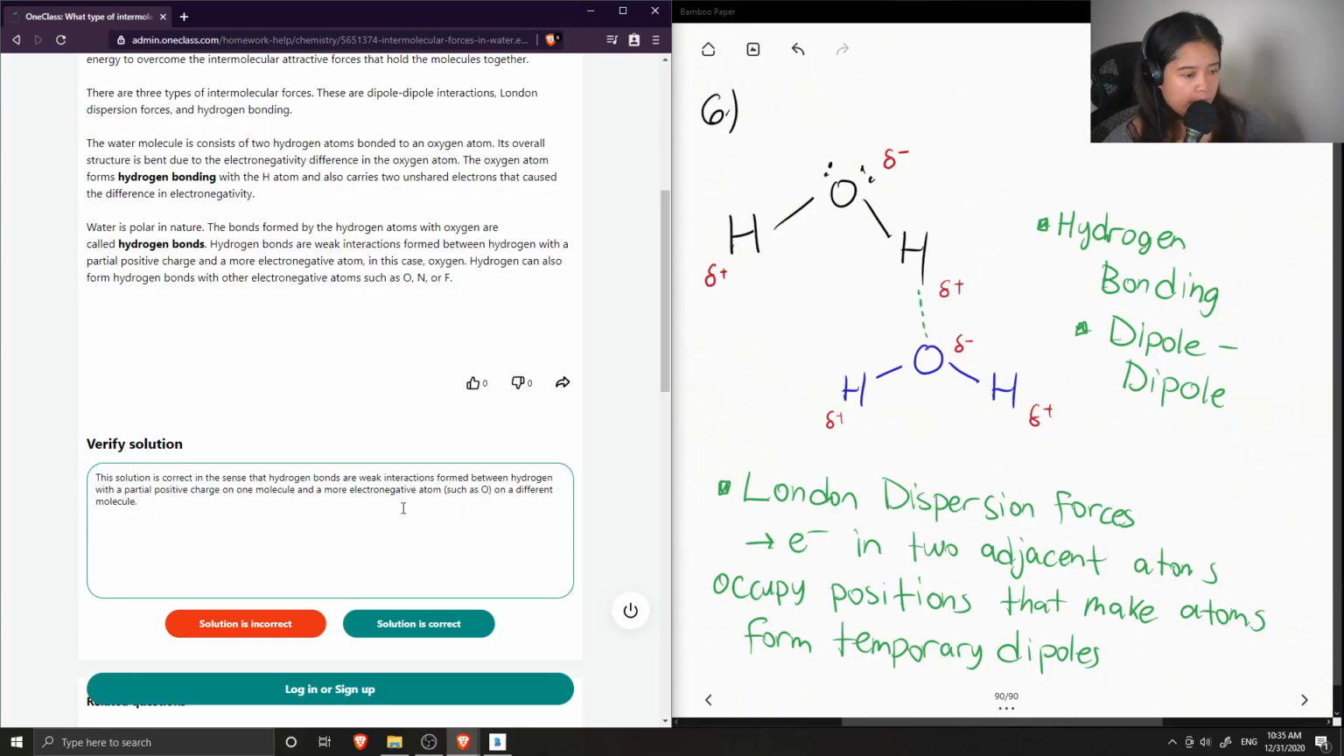Okay, so hydrogen bonds are weak interactions formed between hydrogen with a partial positive charge on one molecule and a more electronegative atom, such as oxygen, on a different molecule. And then I'll say that dipole interactions and London dispersion forces take place as well.